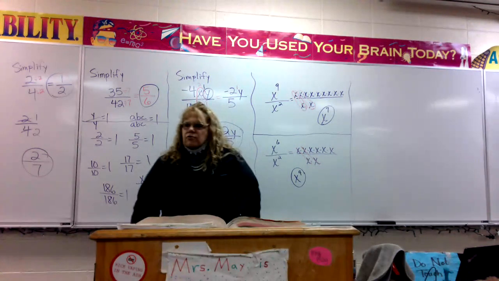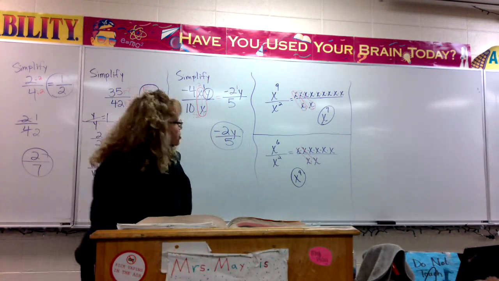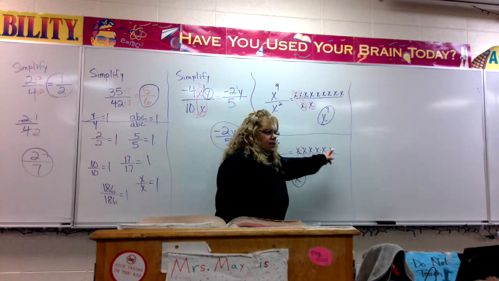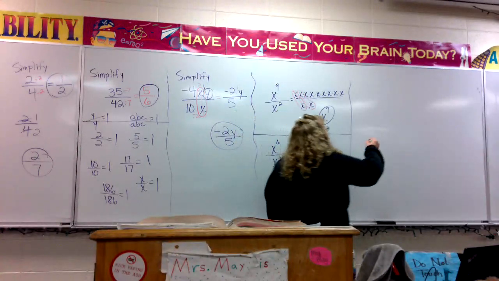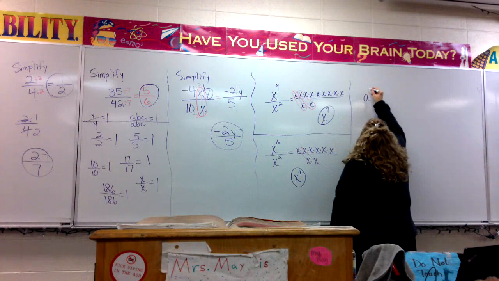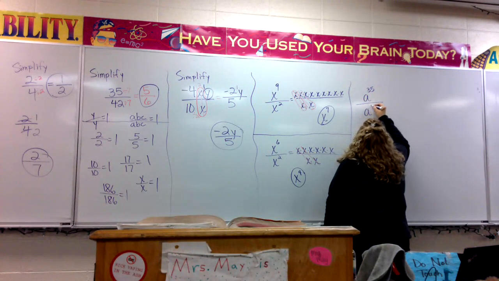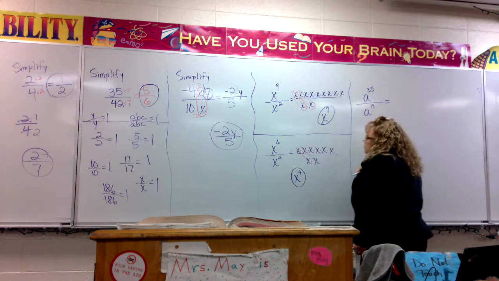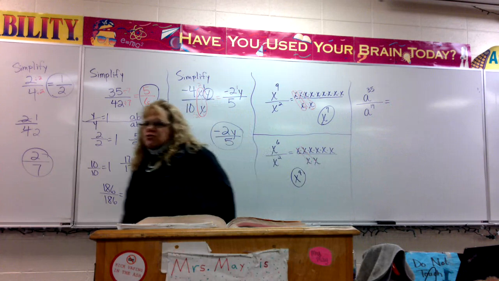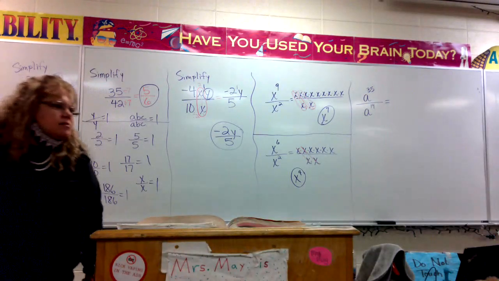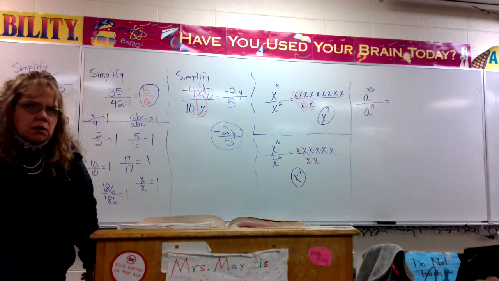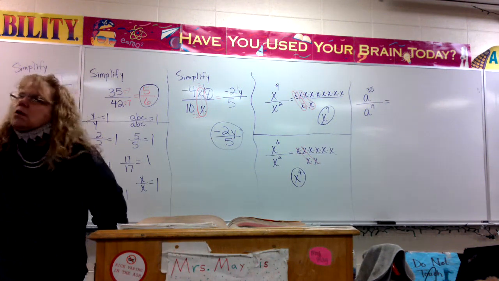Anybody see a pattern there? Because this is going to get real old writing all those out. Especially, what if I have a to the 35th over a to the 19th? I'm not writing out 35 A's. Are you?